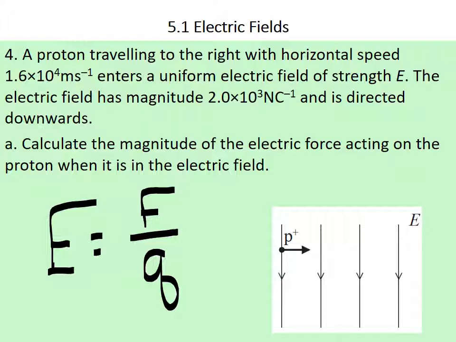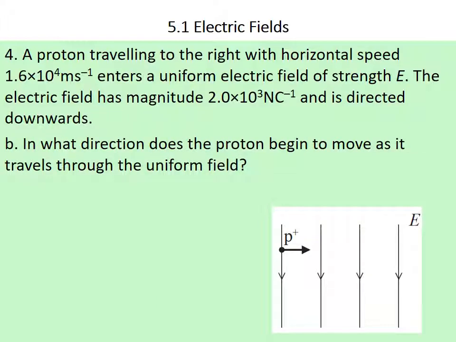You will solve then for F. Part B, in what direction does the proton begin to move as it travels through the uniform electric fields? Through the uniform fields. You tell me, look at the direction of the field lines, where they're pointing. Where would a proton move in the electric field?